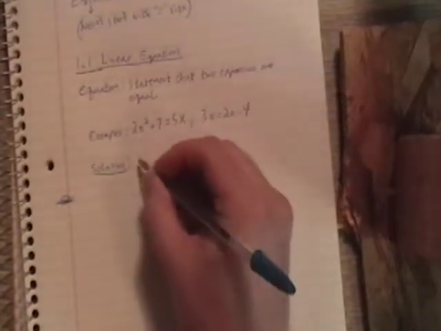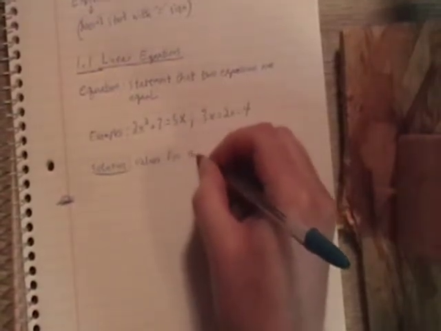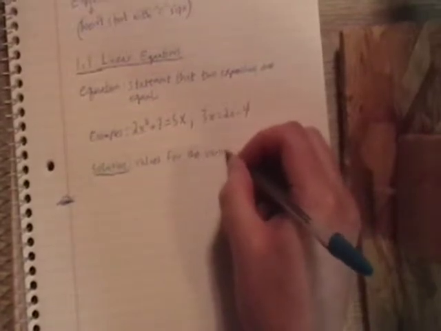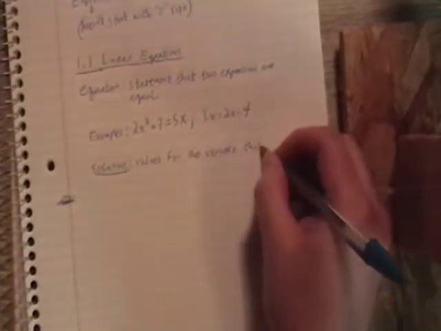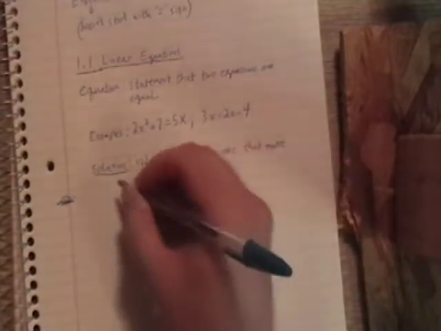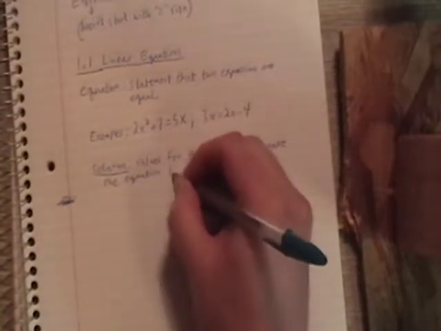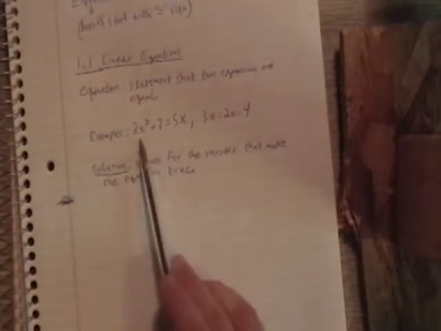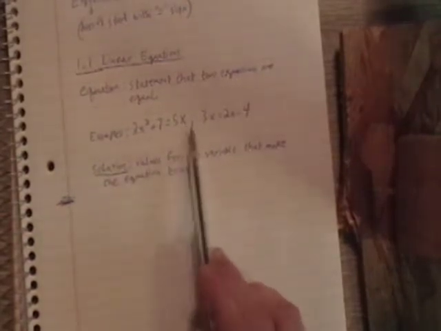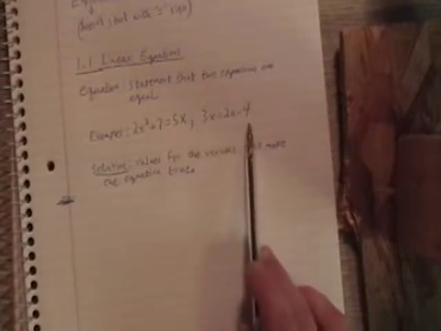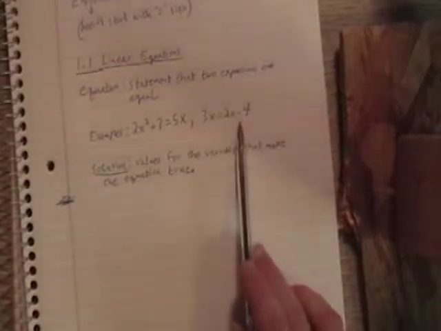So let's define what we mean by a solution. Values for the variable that make the equation true. So we want to find a value of x, for example, that would make this statement true. And that's what we mean when we say to solve it.